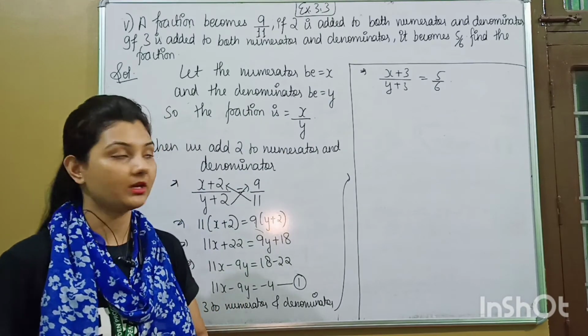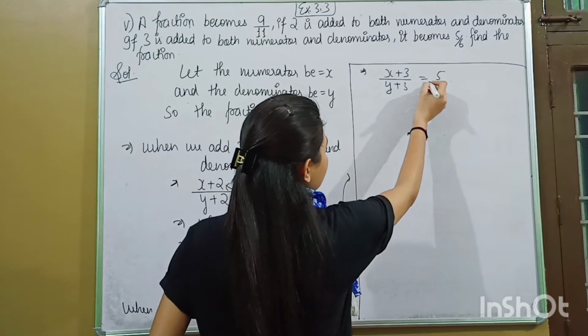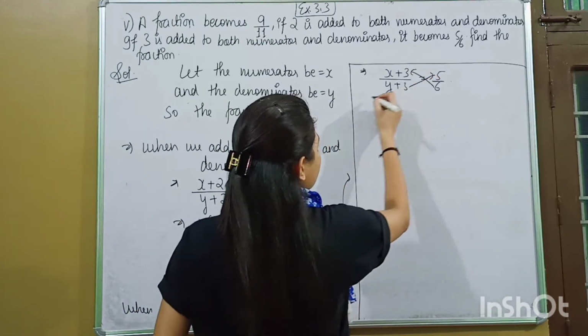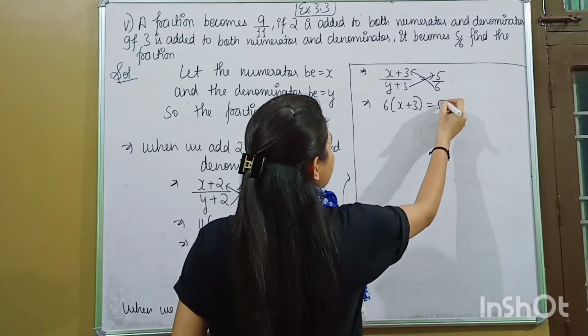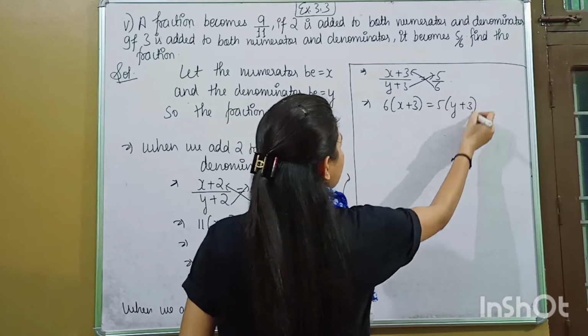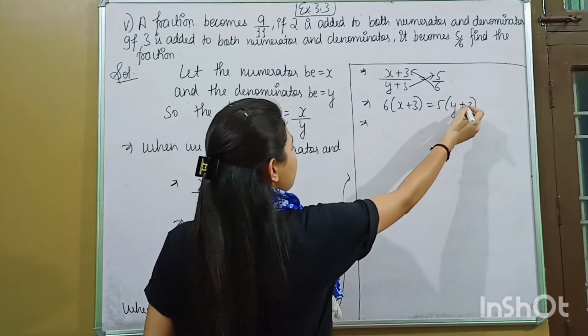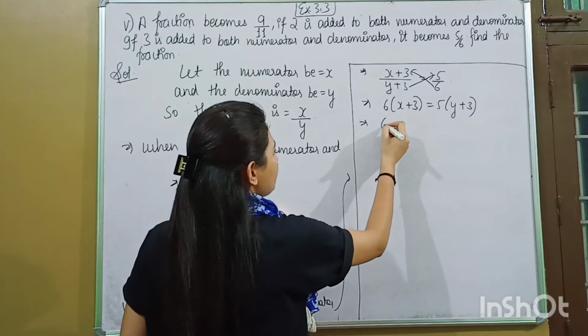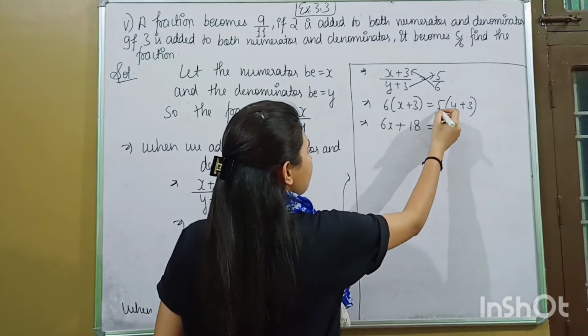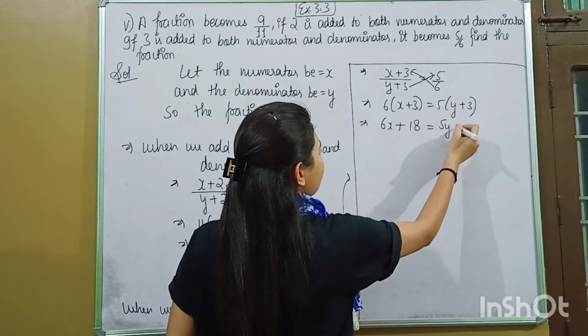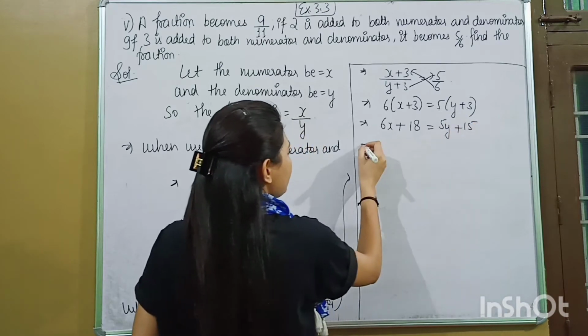Now again we have to make an equation here, so we will do cross multiplication. This 6 will be multiplied by x plus 3 and this 5 will be multiplied by y plus 3. Now we will multiply these numbers inside the bracket. So 6 into x is 6x plus 6 into 3 is 18 is equal to 5 into y is 5y plus 5 into 3 is 15.